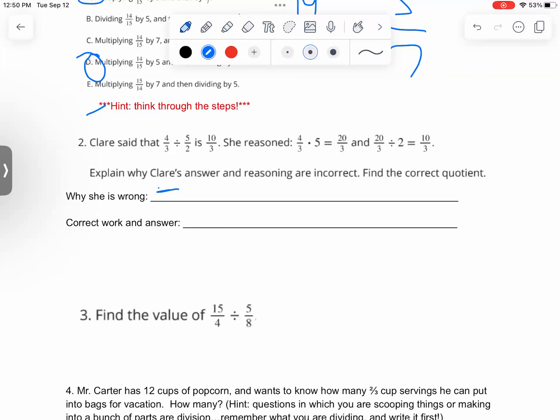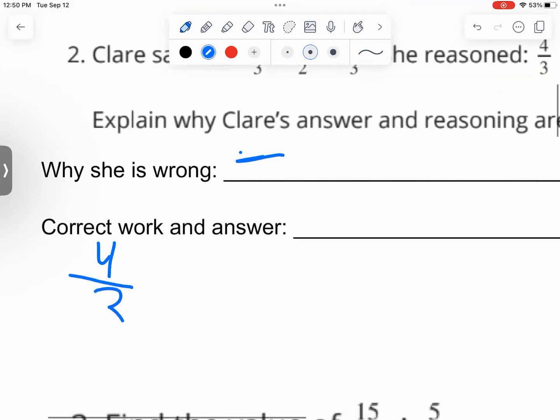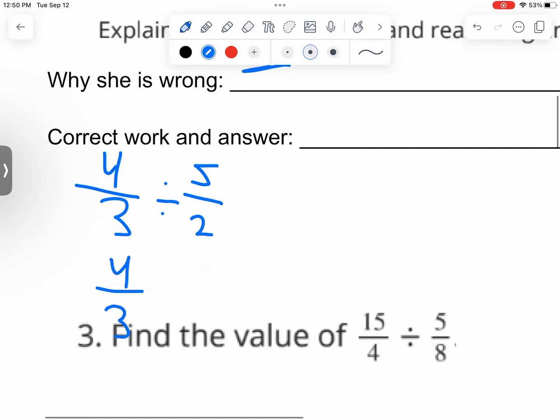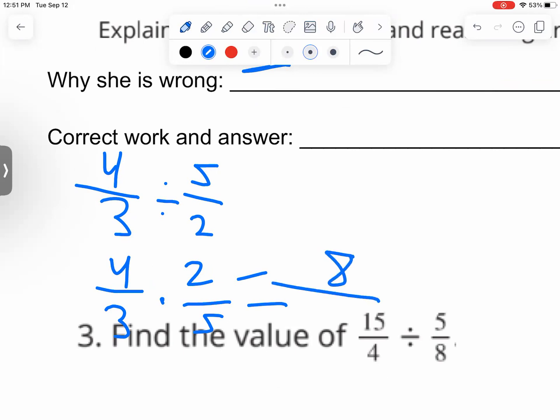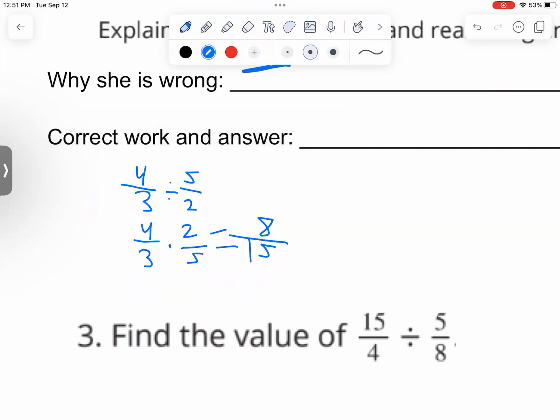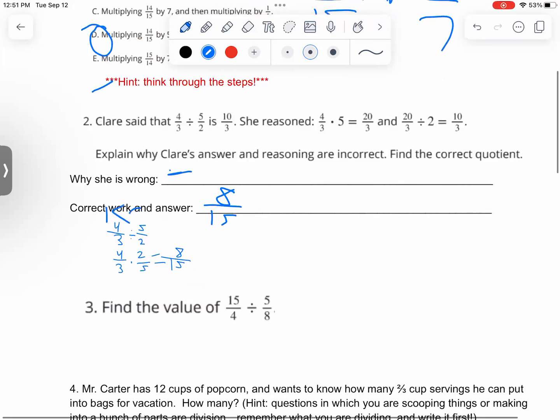So 4/3 divided by 5/2. We're going to go 4/3 times 2/5. That's going to give us 6 on the top. No, sorry, 8. I'm not even multiplying right today. 8/15, which is definitely right. So our answer here is 8/15, the correct answer, because we did keep change flip.